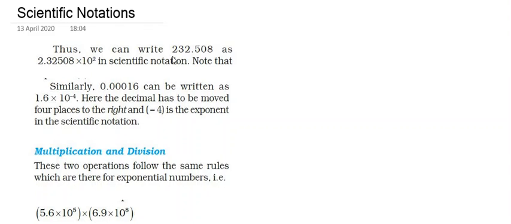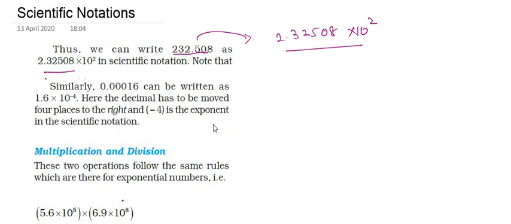Scientific notation. So 222.508 can be represented as 2.22508 into, I have taken 2 digits after the first, so I can put 10 power 2. So this is the way we write the scientific notation.